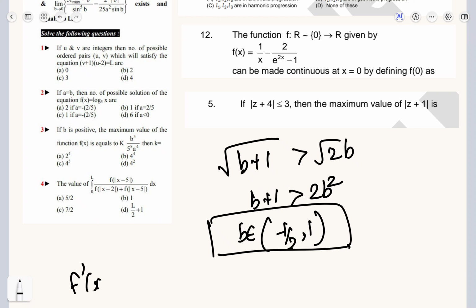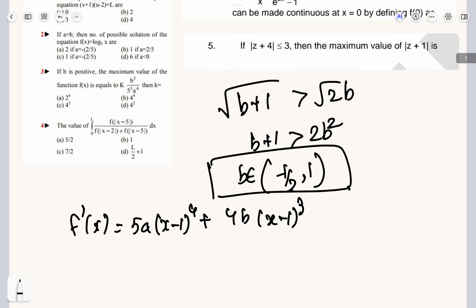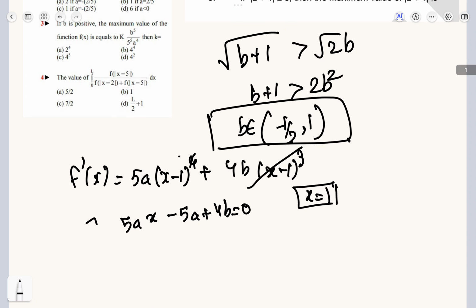Now when I try to find the critical points for f(x), I would find that f'(x) is 5a times (x minus 1) power 4 plus 4b (x minus 1) power 3. So clearly x is equal to 1 is a solution here, and I would get 5a x minus 5a plus 4b is equal to 0.